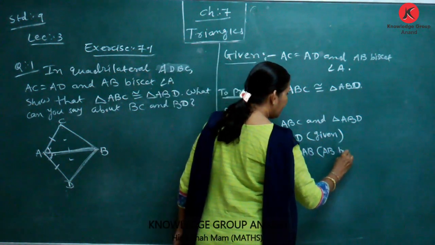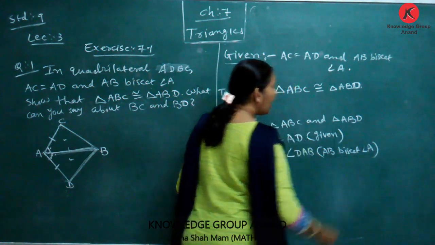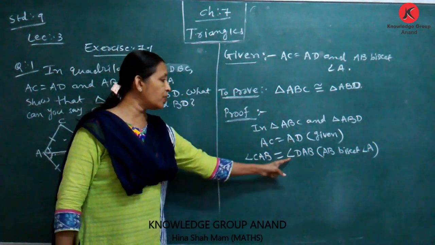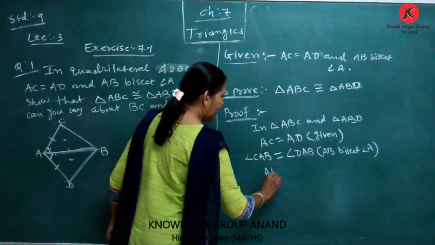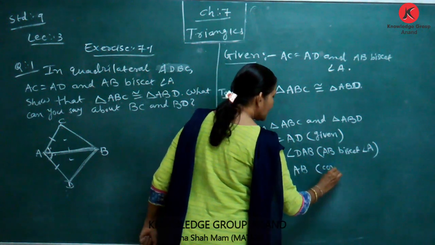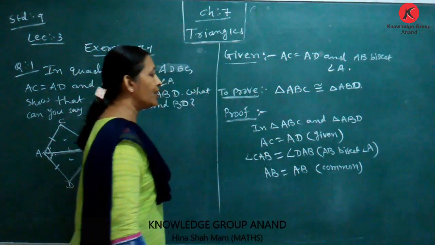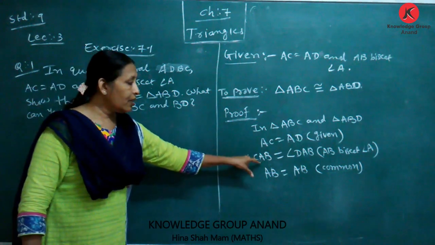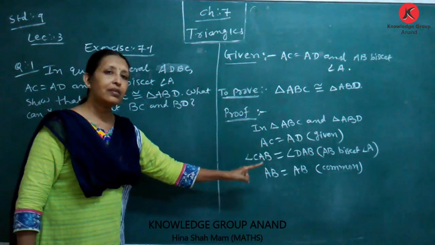AB bisects angle A. How do we say that? Because AB bisects angle A, these two angles are equal. And AB equals AB, which is the common side in both triangles. Here three parts are equal. Which three parts? Side, angle, side.